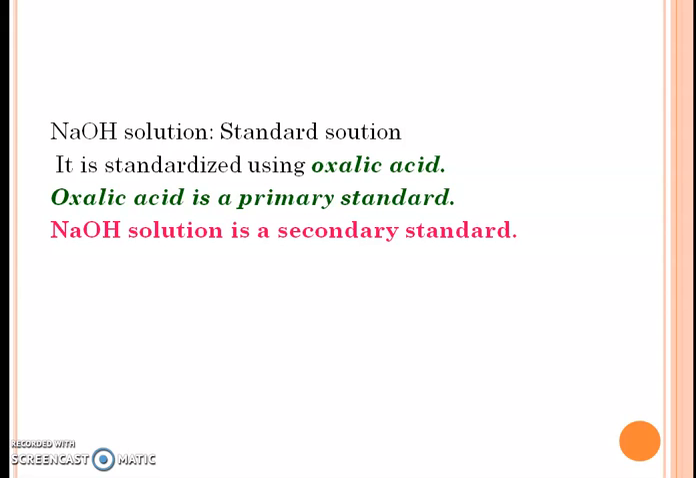So you can see here that NaOH is the standard solution, but we know NaOH is susceptible to atmospheric condition. It absorbs carbon dioxide from the air and it is unstable for a very long period of time. So we need to standardize the NaOH with the help of some other standard substance. So here NaOH is our secondary standard because it needs to be standardized before using it for estimation of the acid. And the substance which is used for standardization of NaOH is known as primary standard.